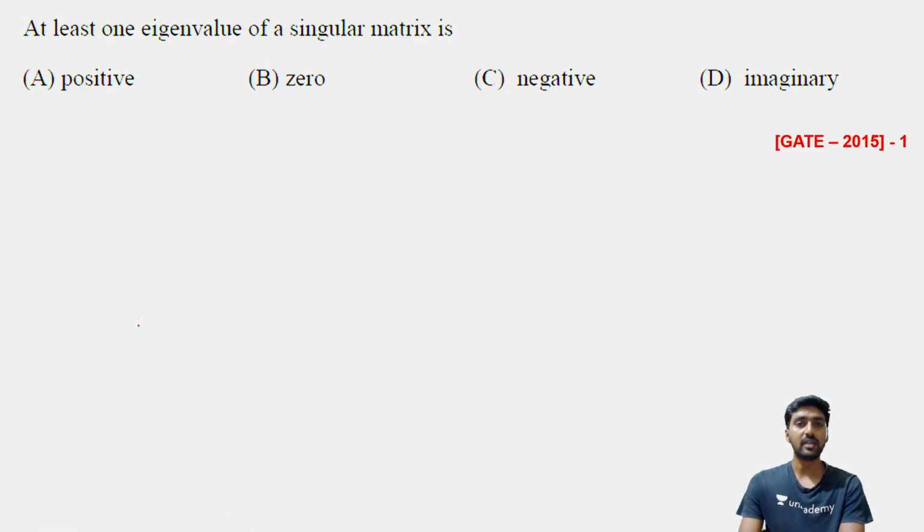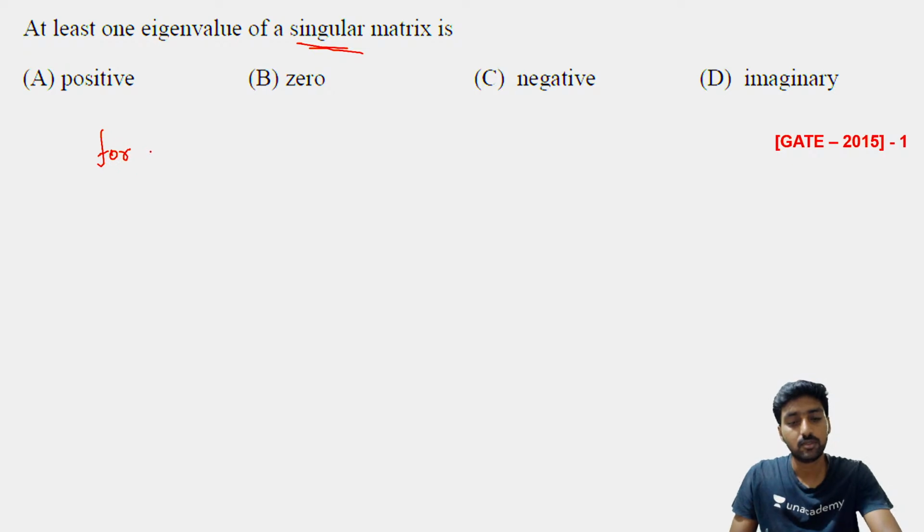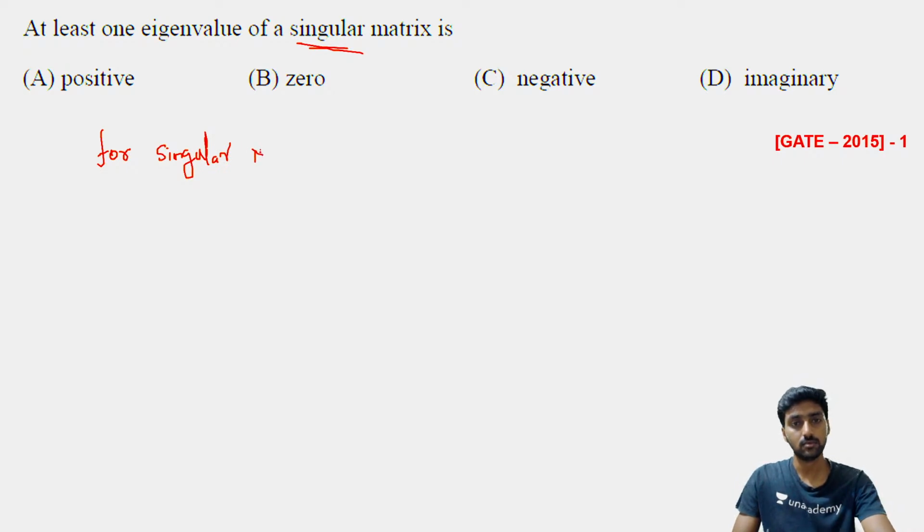At least one eigenvalue of a singular matrix. What will be the solution? What will be one of the eigenvalues of the singular matrix? Singular matrix means determinant is equal to 0. For a singular matrix, determinant is equal to 0.